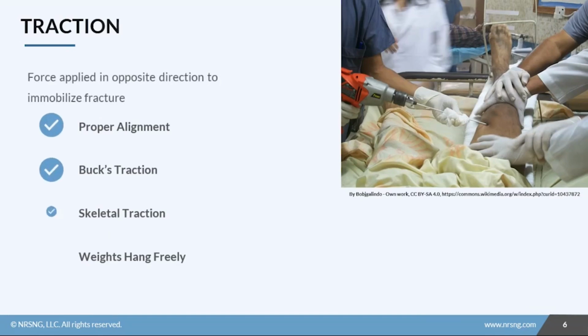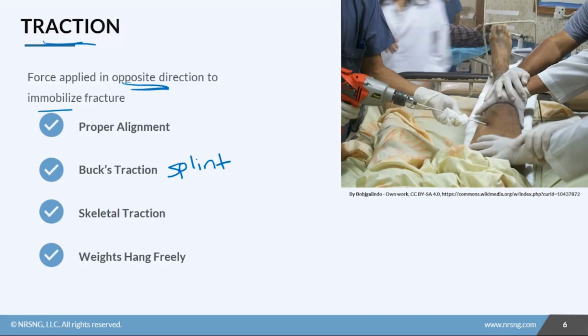Another method that we use to align and immobilize fractures is called traction. This is where we pull on the leg or the arm away from the body to force it into alignment and to force it to be immobilized. So there's two main types of traction that we use. Buck's traction is where we apply a splint and we apply the traction force to the splint itself and pull that away from the body. That pulls the extremity as well.